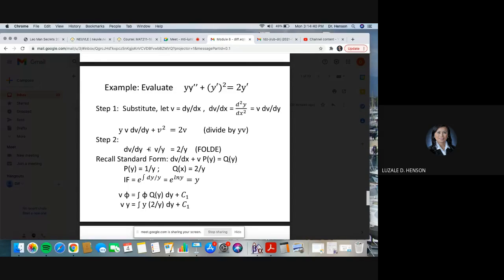So dvdy plus v over y, because after dividing with y times v, eliminated na yung y times v dito, and then this is divided by y times v, what's left is v over y. Divided by y times v, this will be 2 over y. So that you can easily identify now what is your p of y. Since your dependent variable is v, then your p of y is 1 over y. Okay, 1 over y. And your q of y is 2 over y.